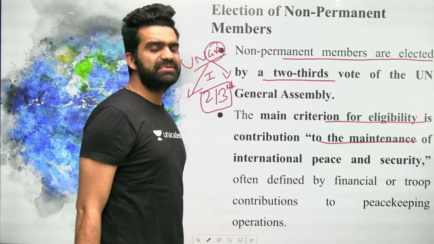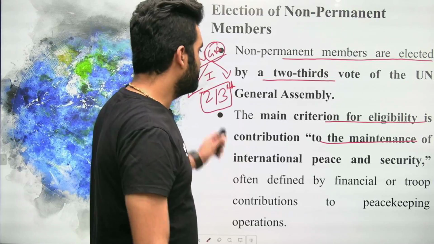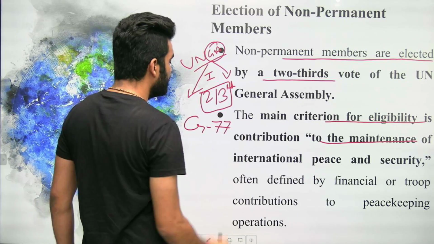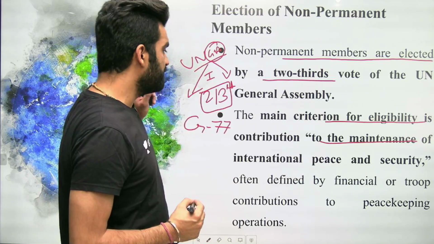At times in the past, it has been observed that there is tough competition, but because of India's good relationship with the group of 77, least developed countries and developing countries, India has been able to secure the position whenever India fought the election.